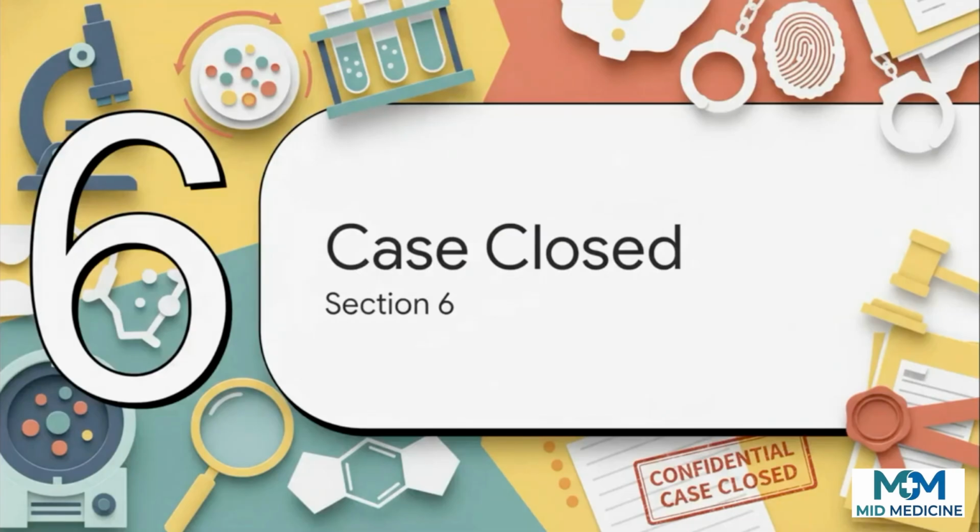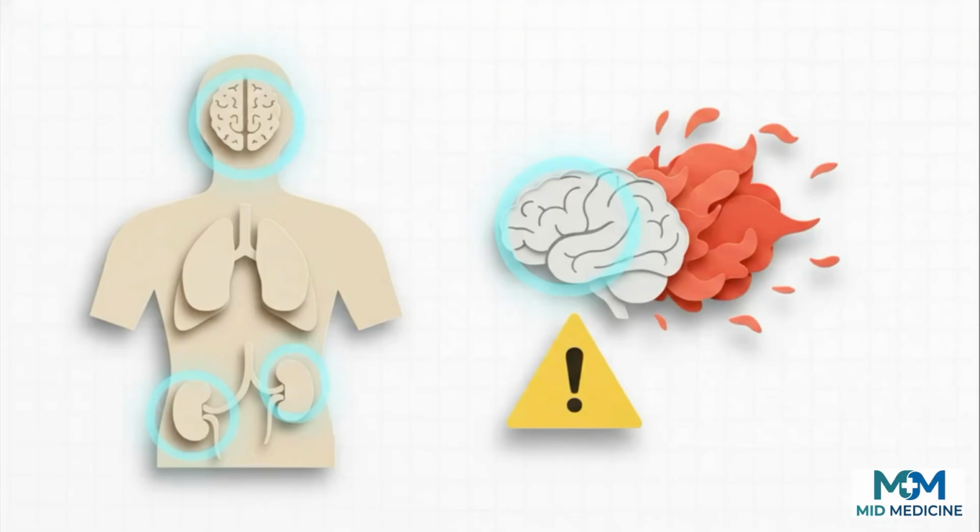Finally, Section 6. Case closed. We've run the labs, we've cornered our suspect. Now we just finalize the case with imaging to visually confirm the tumor's location before surgery. If it's ACTH independent, we grab an adrenal CT. If our dynamic testing points to the pituitary, we order a dedicated skull MRI. And if we suspect an ectopic source, we're scanning the chest and abdomen.